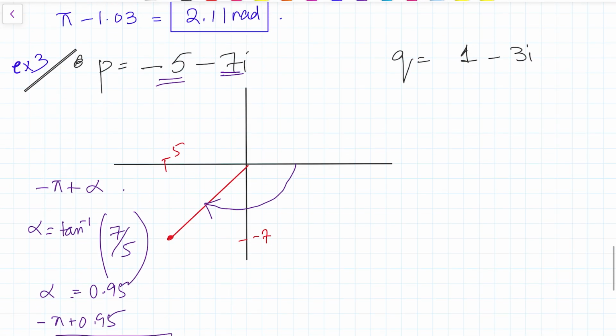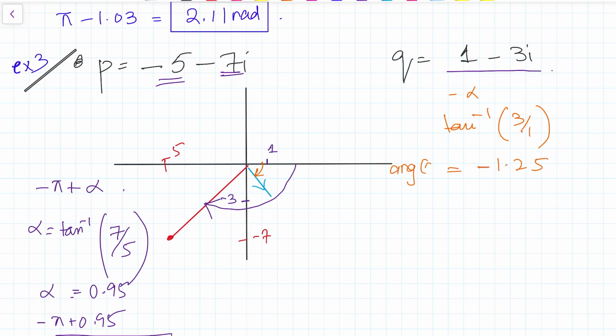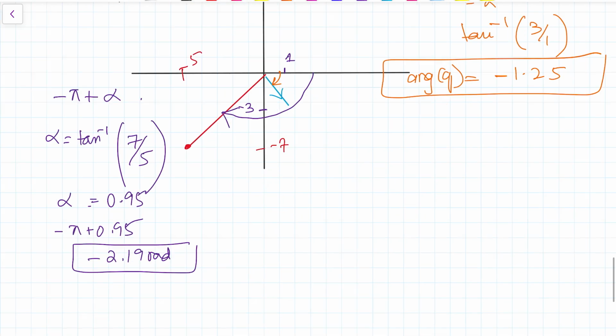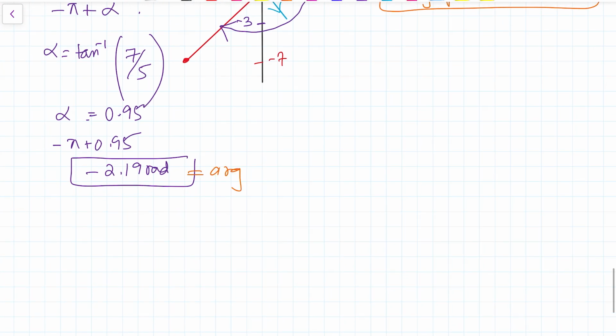Now the next is Q, which is 1 minus 3 iota. 1 here, minus 3 here. So roughly it will become this, and this is going to be my argument, which is minus alpha. Let's find out alpha first. 3 upon 1, tan inverse 3, 1.25, make it negative. This is the argument of Q. This is the argument of P.